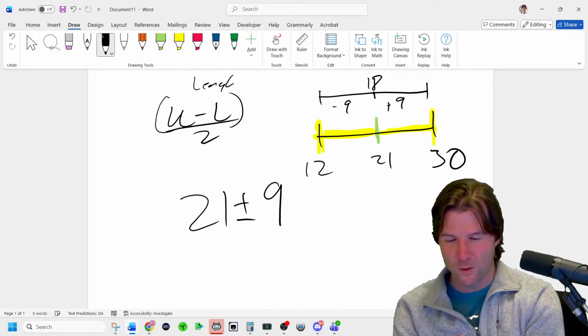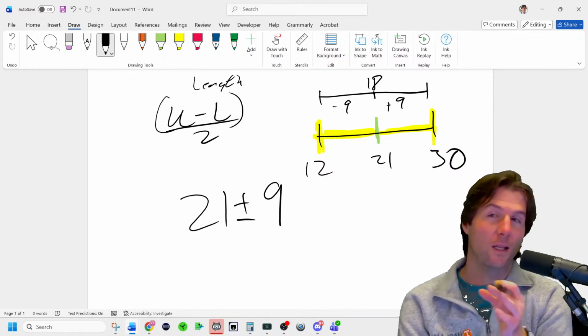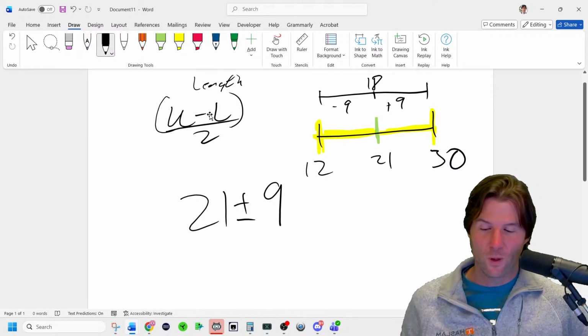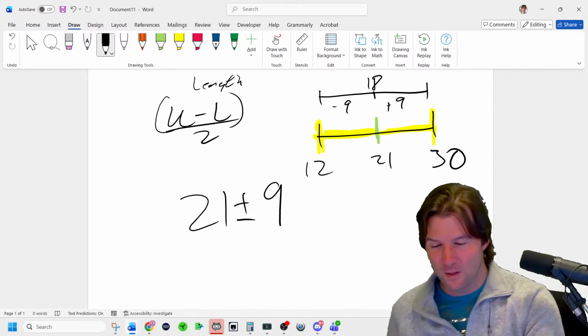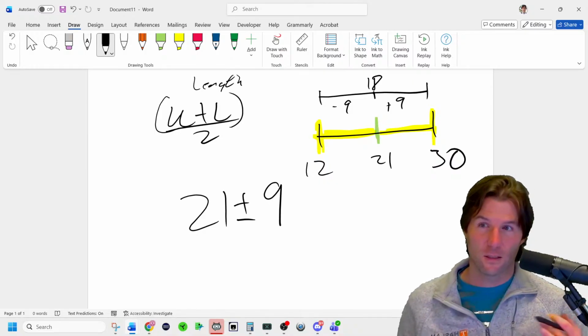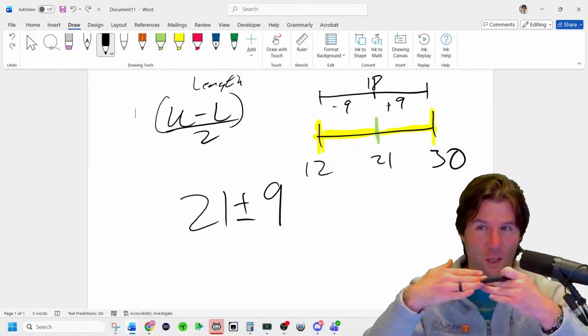So upper minus lower is how big the range of the interval is, and then you divide by 2 to get half the length. If you were to add these, you would get the center of the interval, because that takes the average of the interval. It finds the middle of it.